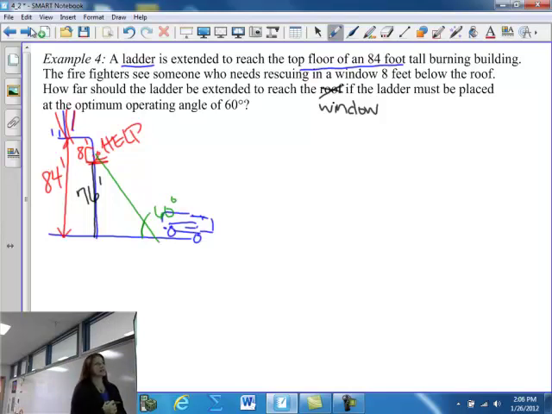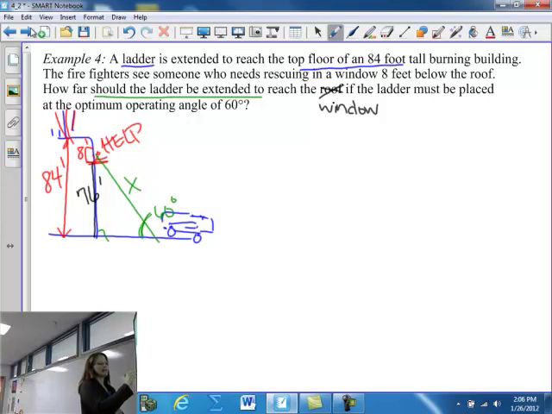This side is 76. And the question was, how far should the ladder be extended? So am I looking for the adjacent here? We're going to assume the building's at a right angle to the ground. Do I want the adjacent or do I want the length of the ladder? I want the length of the ladder. Yes, you do. I'm going to call it X. So that's the hypotenuse.